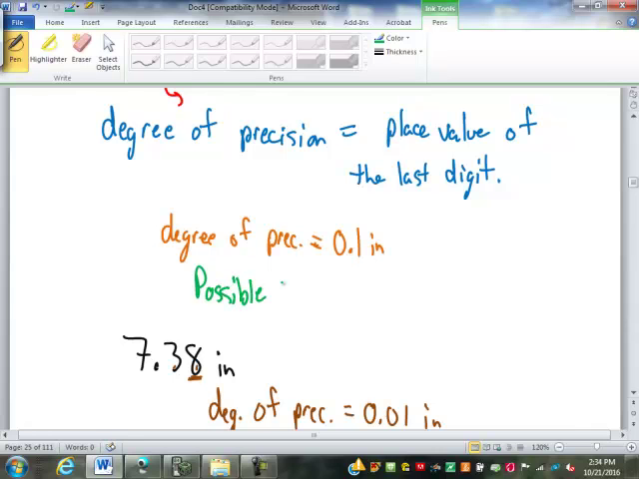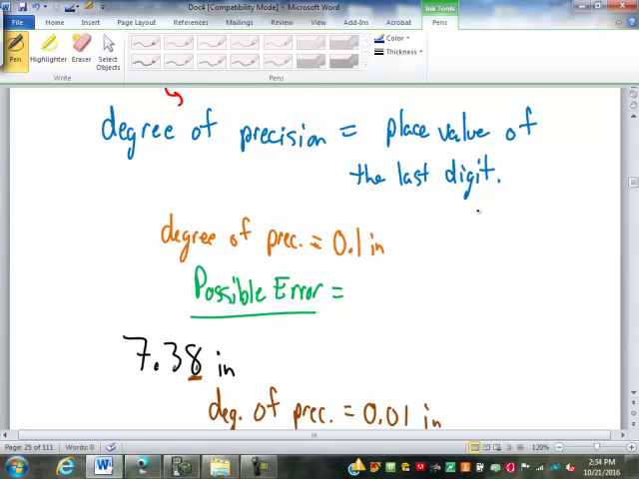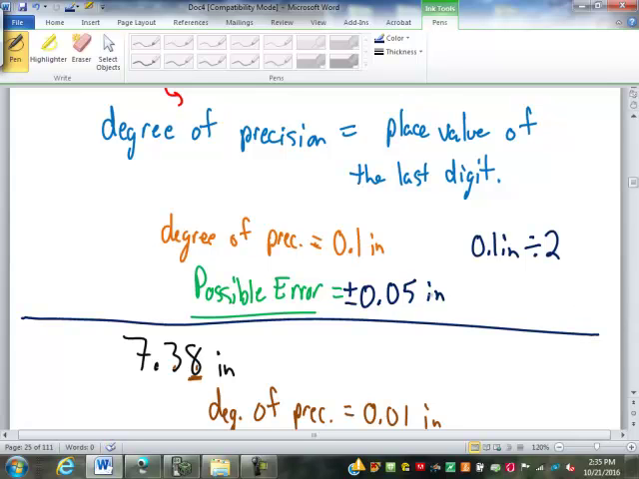So let's go back up here and talk about possible error. What is the possible error in this measurement? Well, how did we find possible error from our degree of precision before? We took the degree of precision and we either multiplied by 1/2 or we divided by 2. So 0.1 inch is our degree of precision. If we divide that by 2, we get 0.05, right? So our possible error there is plus or minus 0.05 inches.